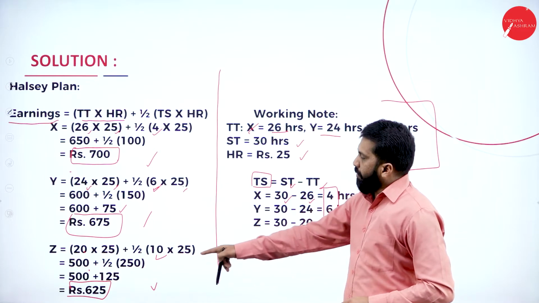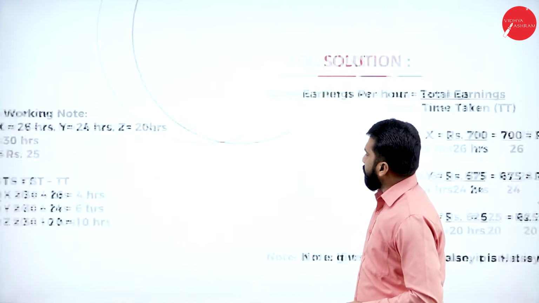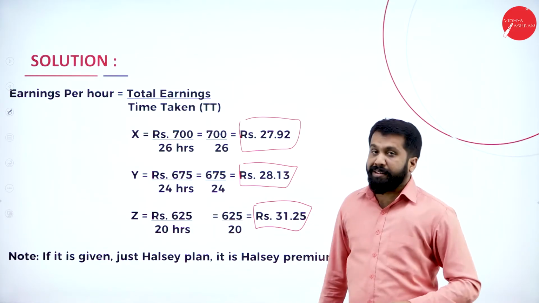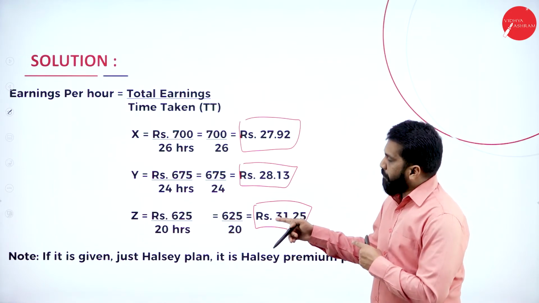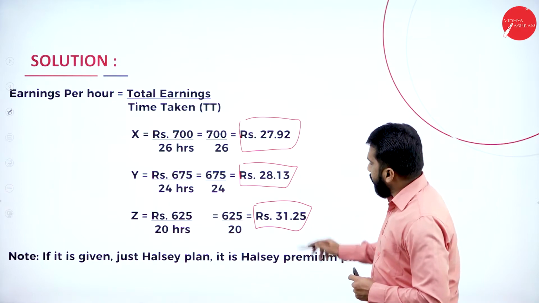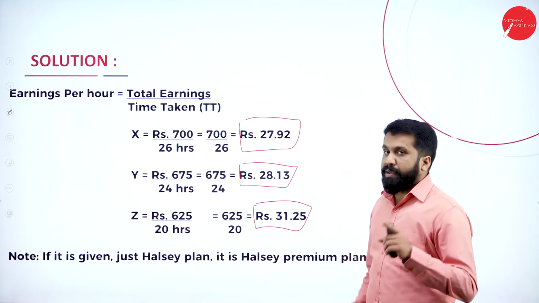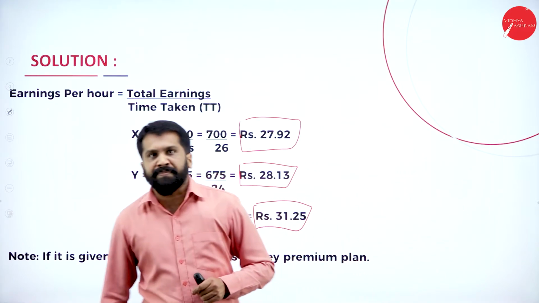Similarly, he has taken almost 20 hours. 625 he earned. 625 divided by 20. How much is work per hourly rate? He is getting 31. See, he finished quicker, so he is getting around 31 rupees per hour. He is getting only 28. He is getting only 27.